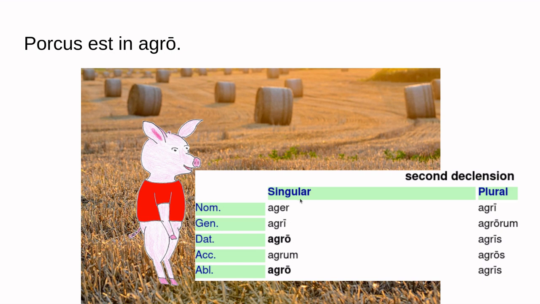You might also think, well, how do we get from ager to agro? That seems like a bit of a change. Well, remember, when you're given the definition of a word, you get the nominative and the genitive. It's really the genitive you need to look at, and then swap the ending on that. So, agri, agro. And all the second declension nouns tend to follow this pattern.